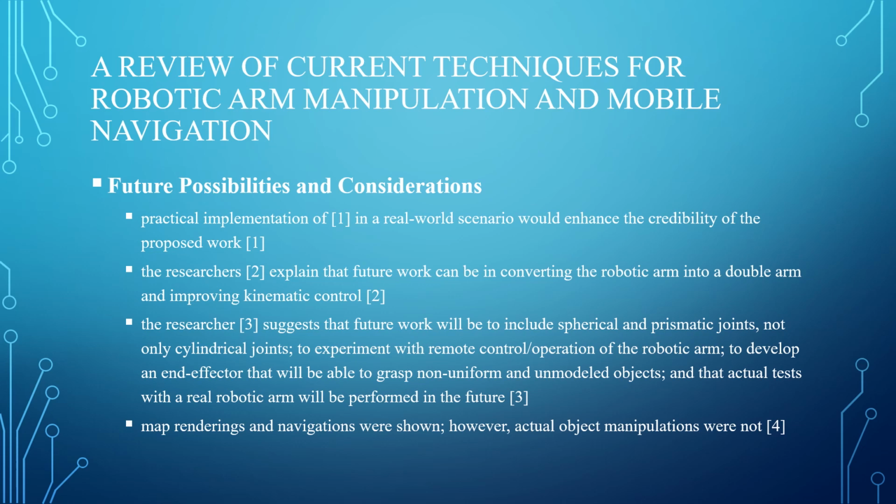For paper 3, the researcher suggests that future work will be to include spherical and prismatic joints, not only cylindrical joints, to experiment with remote control operation of the robotic arm, to develop an end effector that will be able to grasp non-uniform and unmolded objects, and that actual tests with a real robotic arm will be performed in the future.